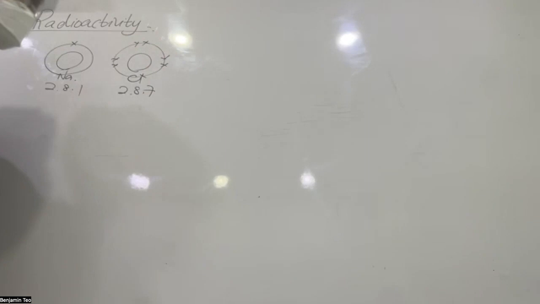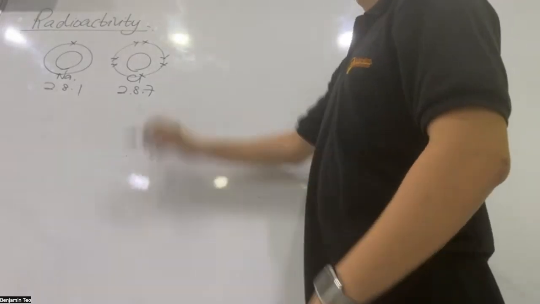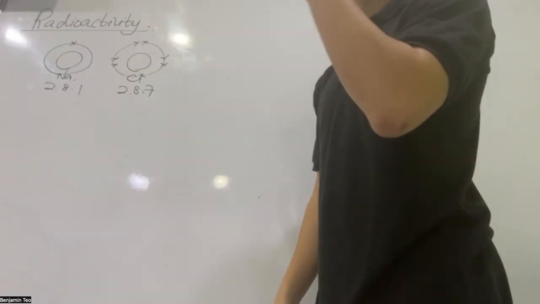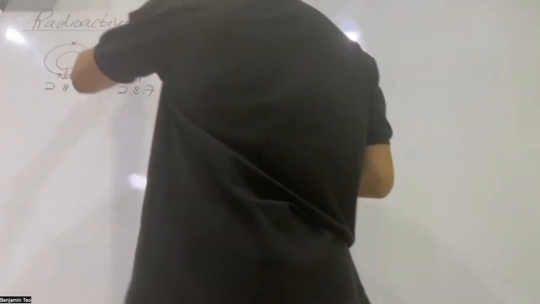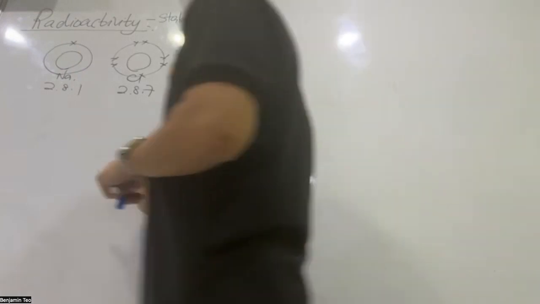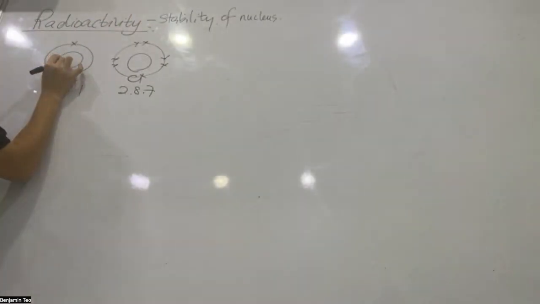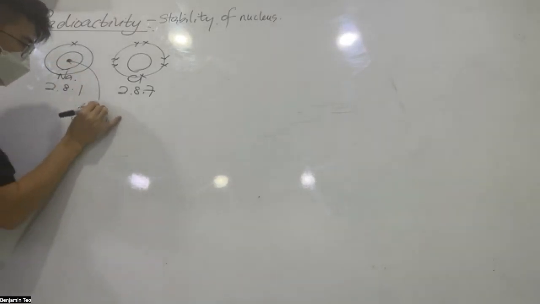So 如果 atom 不 stable，它会想要 share electrons to make it stable。那在 radioactivity 里面呢，this is your second last chapter。我们也是讲到 stability，只是不是 stability of atom，我们是讲 stability of nucleus。所以我们去 inside the atom, so this is the atom, so we go inside. Okay, we go inside now. This is your nucleus.